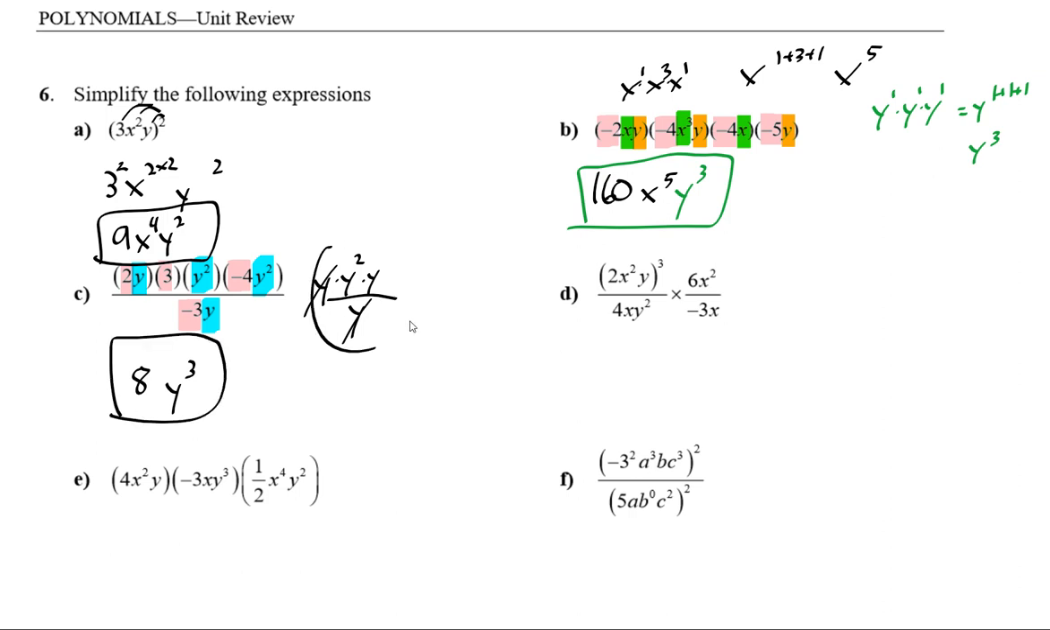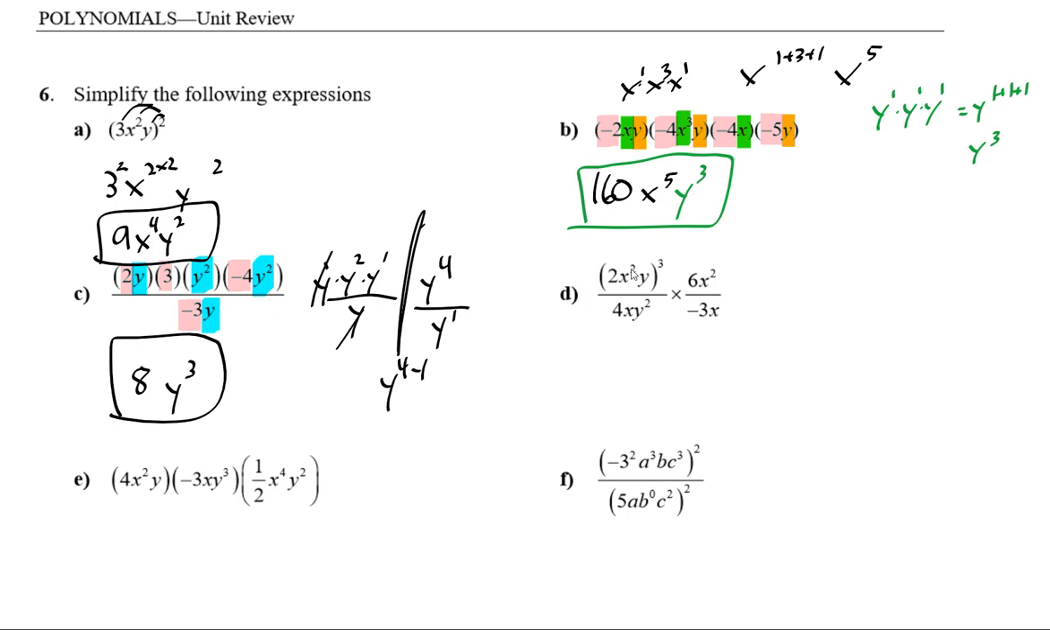We could write this step out here as y to the 1 plus 2 plus 1, which is y to the 4th. 1 plus 2 plus 1 is 4. And over y to the 1, and then it's y to the 4 minus 1, which is y cubed. We get the same result either way. So we could do it that way or the other way. We could just say we're canceling, or we could write it out as y to the 4 minus 1.